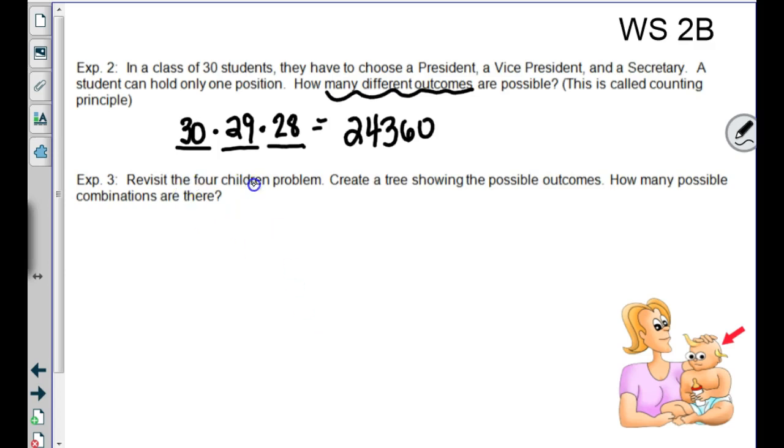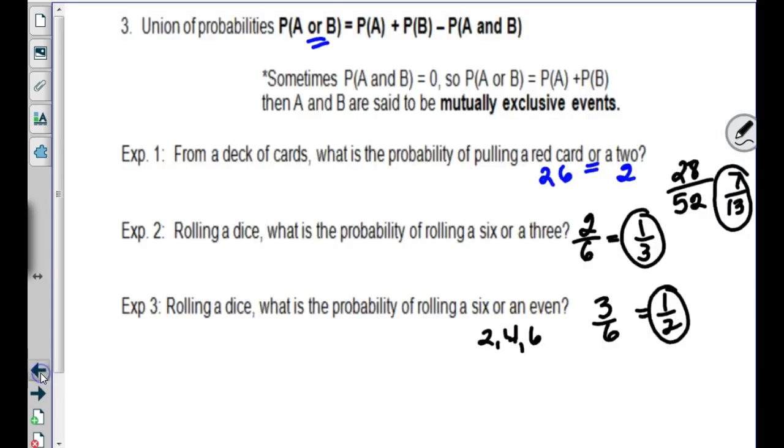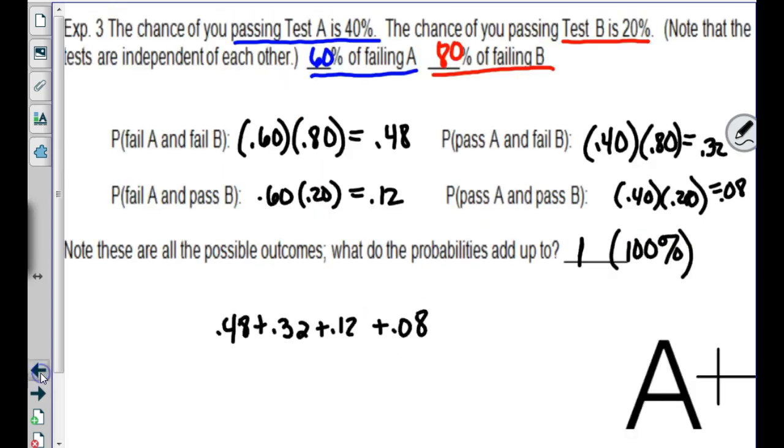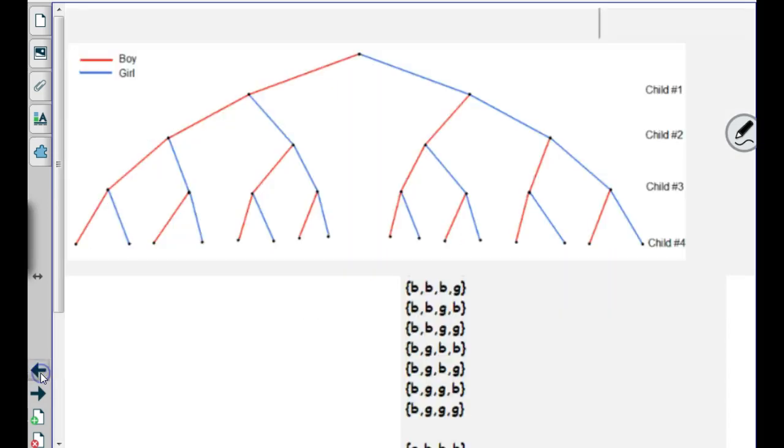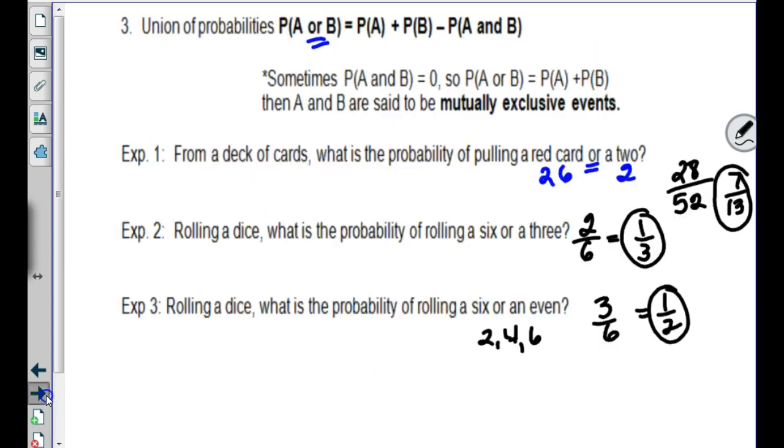Oh, revisit the 4 children problem. Create a tree diagram showing the possible outcomes. Yep, I'm going with no. Do you remember the tree diagram I showed you yesterday for the 4 different outcomes if you had 4 kids, or how many outcomes there were? It was this. Do you want to draw that on your paper? No. I'm voting with no. But the idea is all it asks in the end is how many outcomes are there.